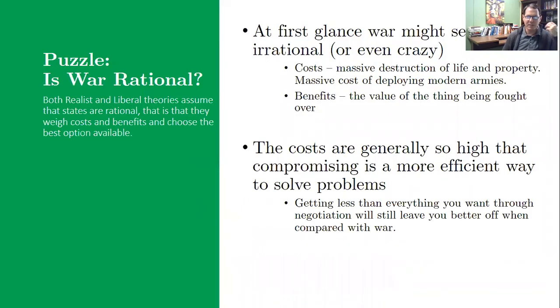So let's begin with the rational assumption that both realist theory and liberal theory hold to, and that is that states are thinking through things, that the decisions they make are the result of a calculation about costs and benefits, and they choose policies generally that advance their self-interest, okay?